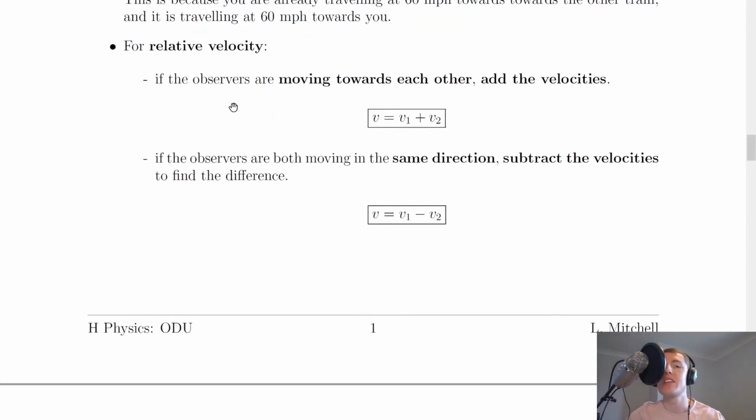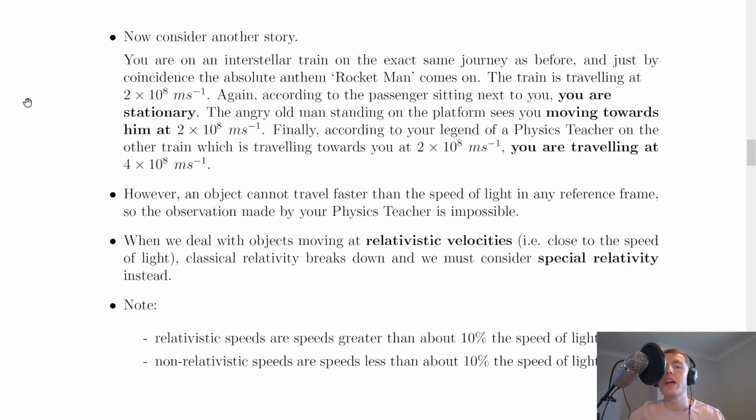So going back to the notes now, we have two rules that we can come up with for relative velocity. It says that if the observers are moving towards each other, we simply add the velocities. So our relative velocity v would equal v1 plus v2 if we had two objects moving. Whereas if the observers are both moving in the same direction, then we can subtract the velocities to find the difference. So to find the relative velocity in this case for the two objects, we would do v equals v1 minus v2.